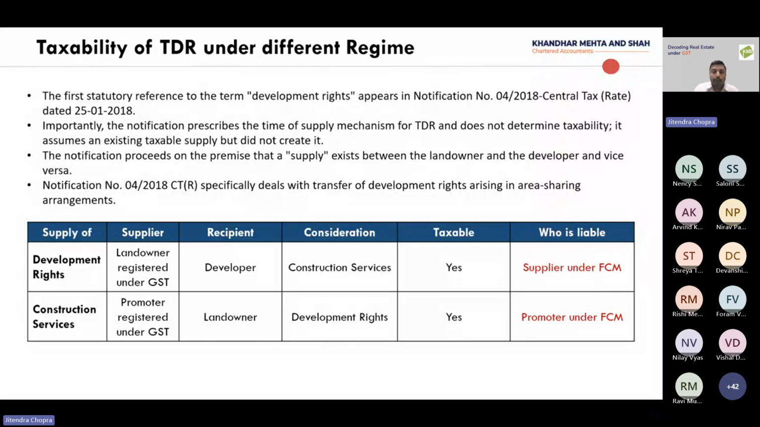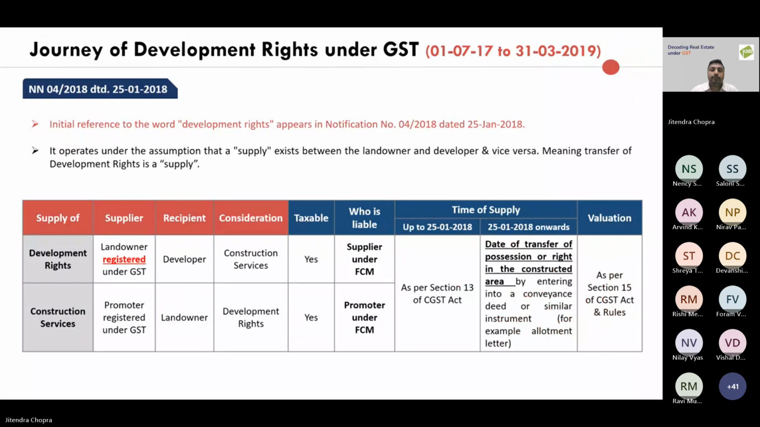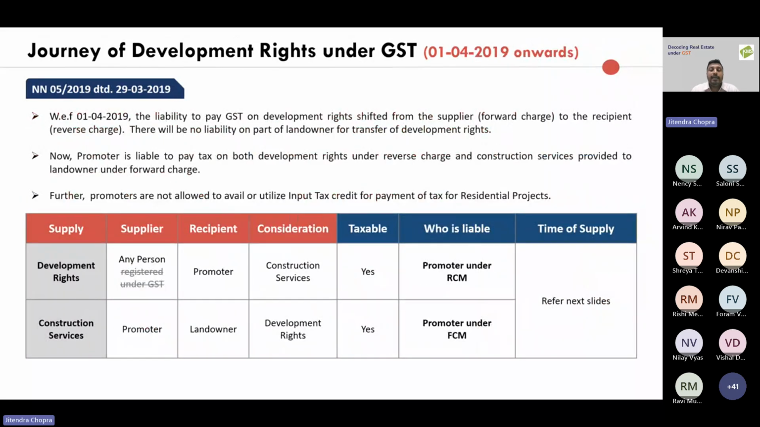Before April 2019, for transfer of TDR to a developer under an area sharing agreement, landowners were liable under forward charge, and developers were liable for the construction services provided to the landowner. After April 2019, the entire mechanism changed. The 34th GST Council meeting was one of the most significant turning points for the real estate sector under GST, as we discussed earlier.